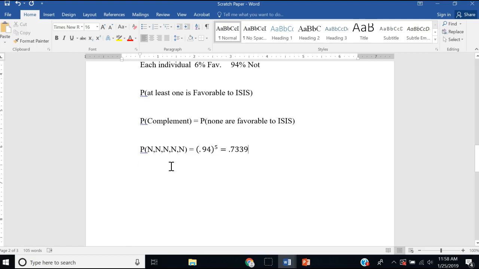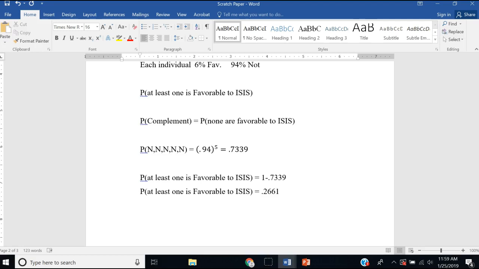Now remember what this was. This was the probability that none were favorable to ISIS. That's not what the original question asked. It said, what's the probability that at least one is favorable to ISIS? So what I would do is take the complement of the number that we just found. So 1 minus 0.7339. And the probability that at least one has a favorable view of ISIS is 0.2661.